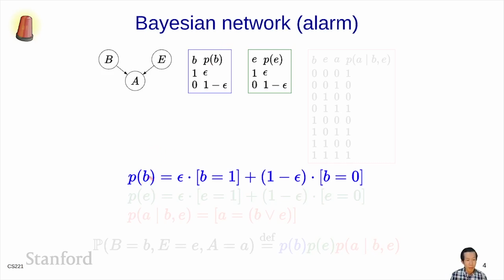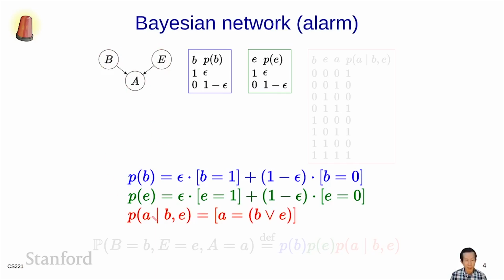I can write these conditional distributions as follows as well. The probability of B is epsilon times the indicator of B equals 1, plus 1 minus epsilon times the indicator of B equals 0. If I plug in 1 here, I get epsilon, and if I plug in 0, I get 1 minus epsilon. Same with the probability of E. Now, what is the probability of A given its parents? It's easiest to write it mathematically like this: the indicator of whether A equals B or E. This is a deterministic relationship, but I've lifted it to this probabilistic notation via the indicator.